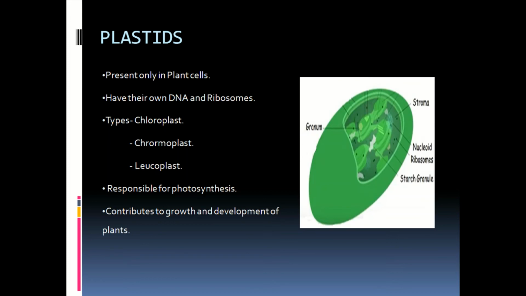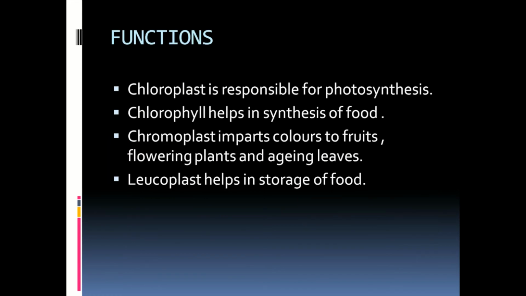The undifferentiated plastids, which are not differentiated into any of these types, are known as proplastids. Now coming to the functions of plastids. It is written here that chloroplast is responsible for photosynthesis. And why so? Because chloroplast contains chlorophyll. Chlorophyll is the main thing for which photosynthesis is carried out. Chlorophyll helps in the synthesis of food.